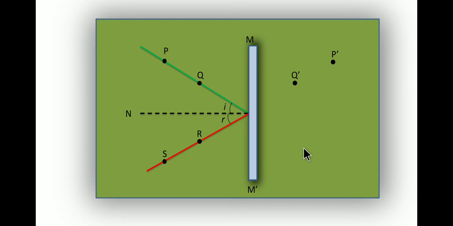So in this way we can experimentally verify the two laws of reflection. The first law says the angle of incidence is equal to the angle of reflection. And the second law says that the incident ray, the reflected ray and the normal at the point of incidence all lie in the same plane.